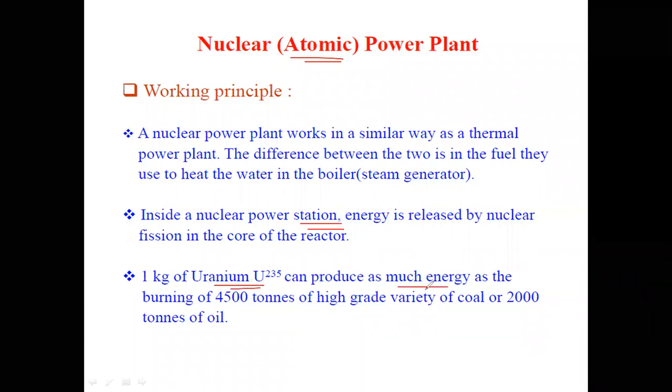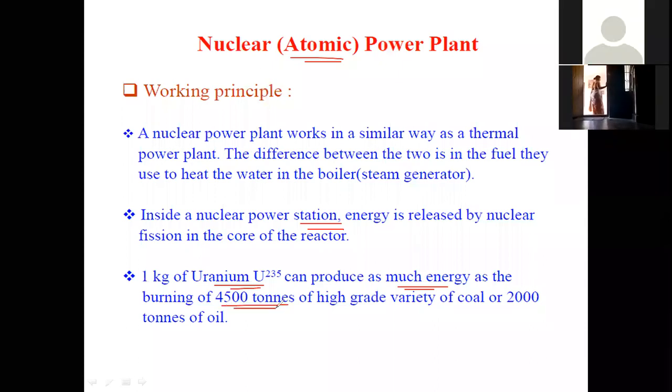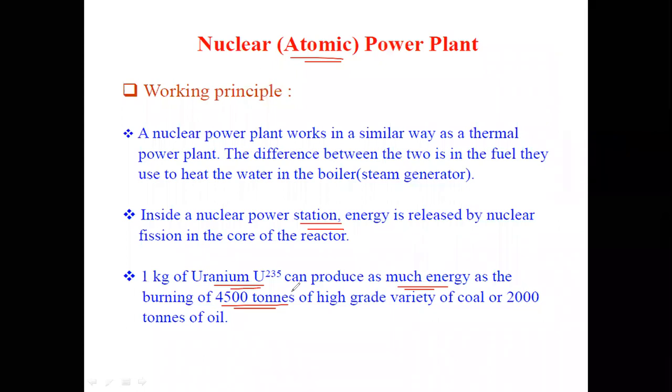How much power is produced? To generate the same amount of power in a thermal power plant, 4,500 tons of high grade coal is required. But in the nuclear power plant, we are using only 1 kg of uranium.